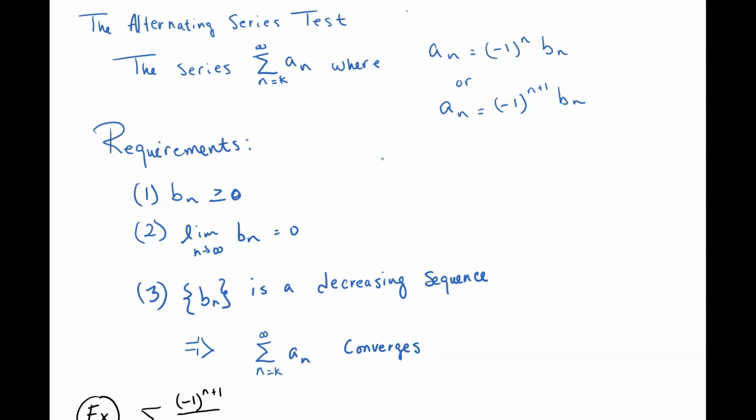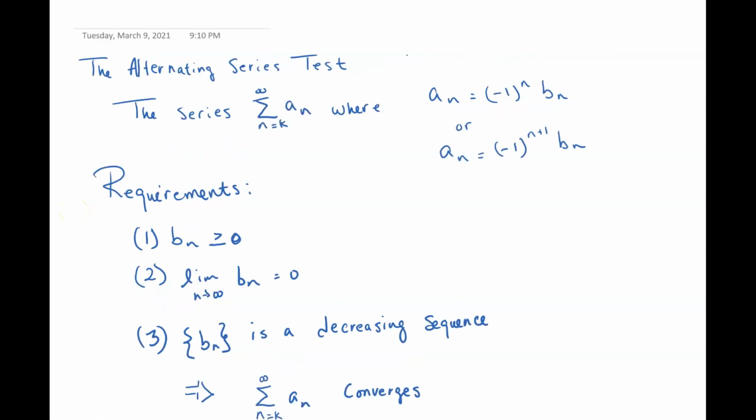If we look here, we've got some series a sub n, and a sub n is (-1)^n times b sub n, or (-1)^(n+1) times b sub n. All that does is change whether your first term or your second term is positive or negative. So what we're going to do is examine just the b sub n part for this alternating series test.